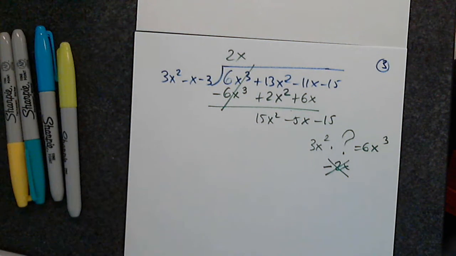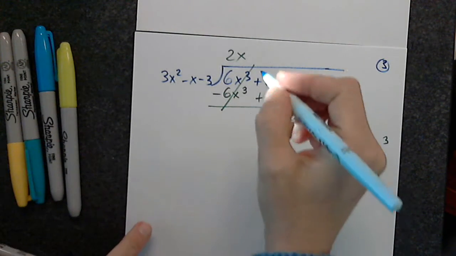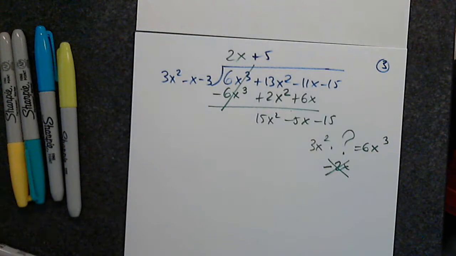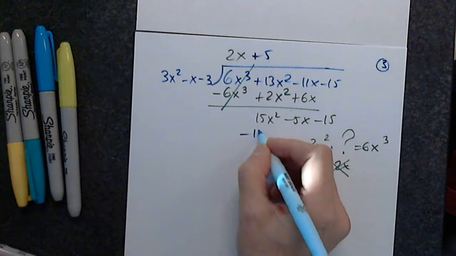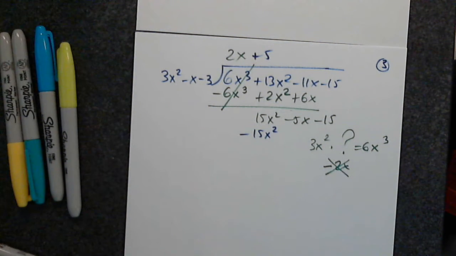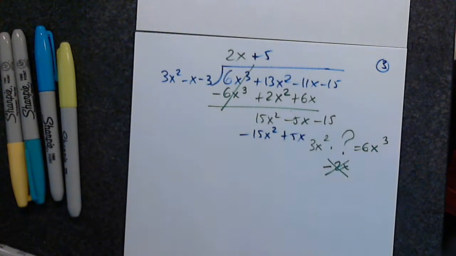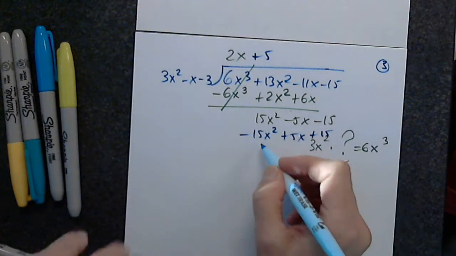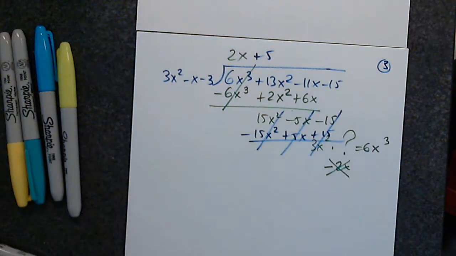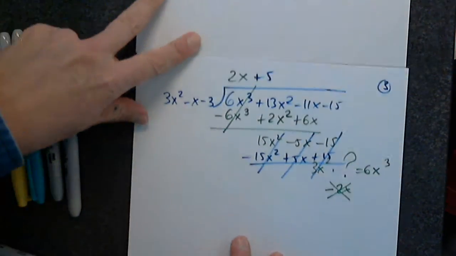Final question. 3x squared times what is 15x squared? At the top, we don't lie. I need the sign. Plus. Very good. Awesome. So let's distribute. Now when we distribute, we lie. 5 times 3x squared, 15x squared. 5 times negative x, negative 5x, so plus 5x. And 5 times negative 3, negative 15, so it's 15. Nothing. What is the remainder? 0.